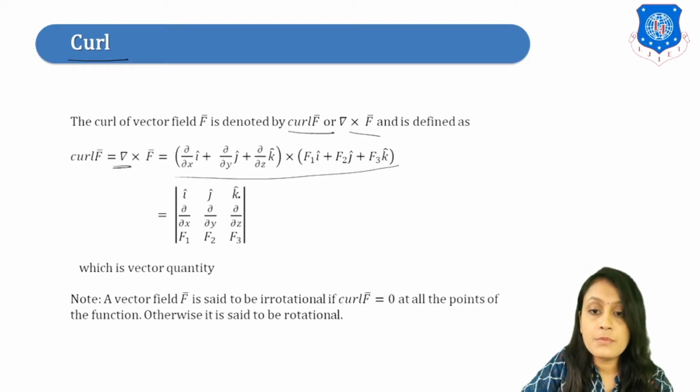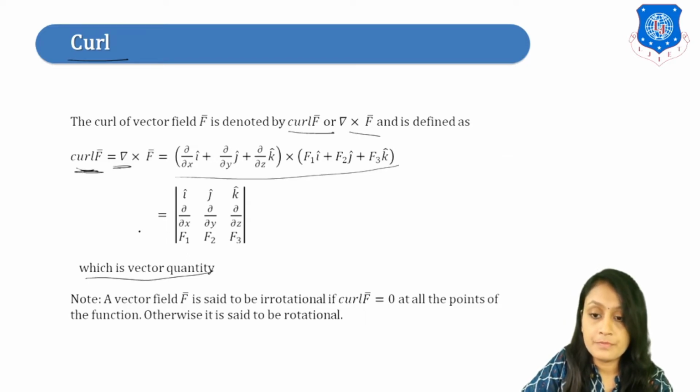The cross product can be found as the determinant of i, j, k; del by del x, del by del y, del by del z; and f1, f2, f3. We have to solve this determinant, and on solving it we will get a vector quantity. So the curl is a vector quantity. Gradient and curl both are vector quantities, while divergence is a scalar quantity.